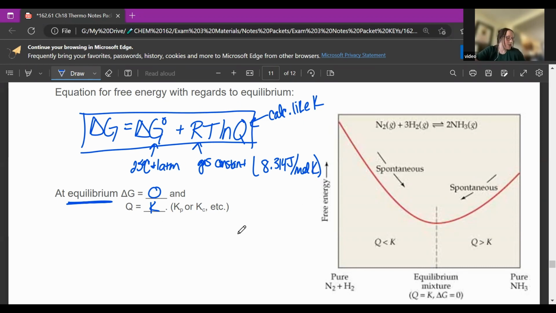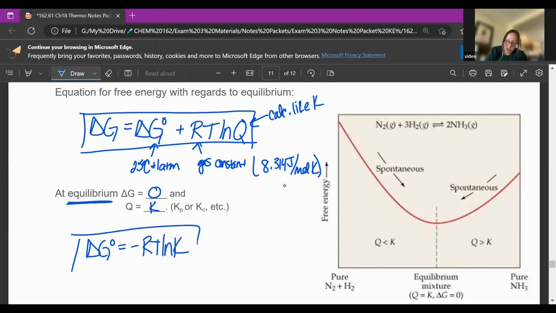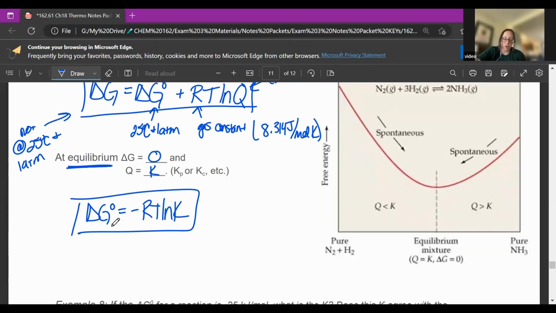So we have this equation. Now I can also simplify that for if we are at equilibrium: delta G naught equals negative R T ln K. This one is for when we're not at 25 degrees Celsius and 1 atmosphere, or at equilibrium, or whatever you want to say. And down here, we can plug in if we actually have the K value and we're at 25 degrees Celsius and 1 atmosphere. These equations are in your equation sheet, and we are going to use them.